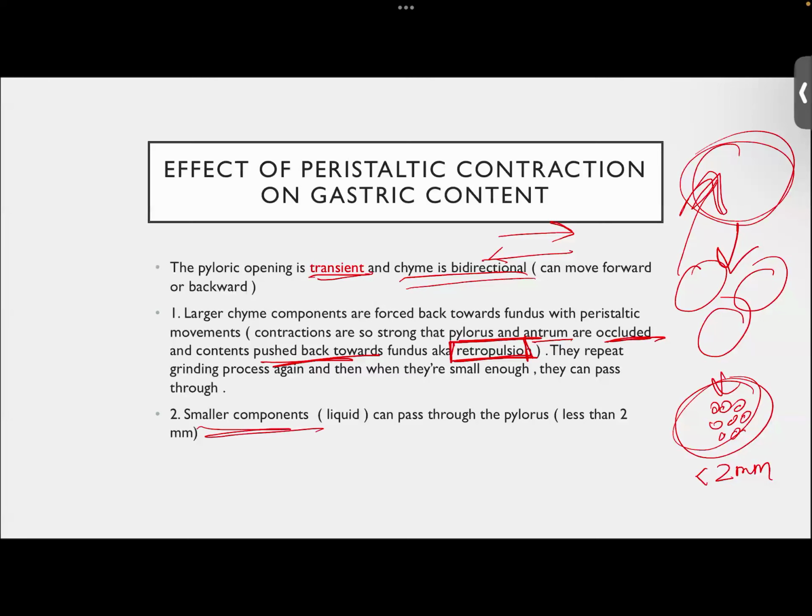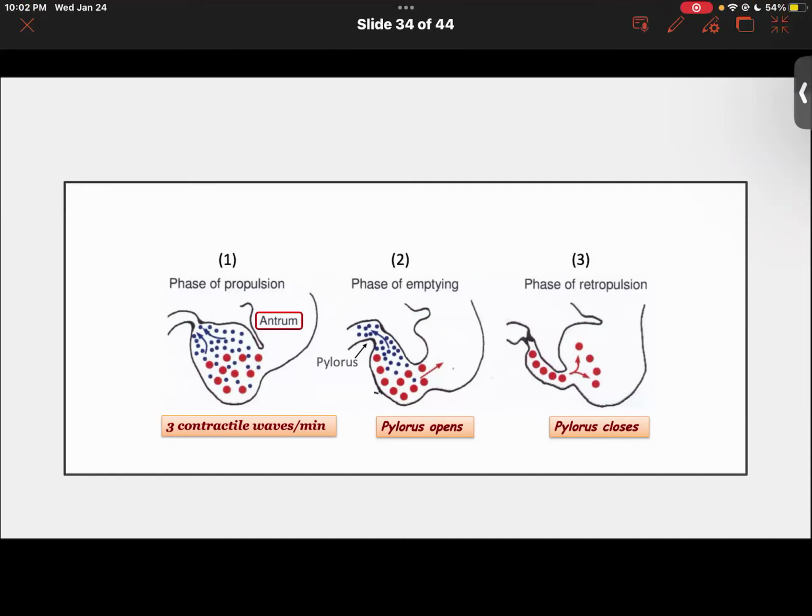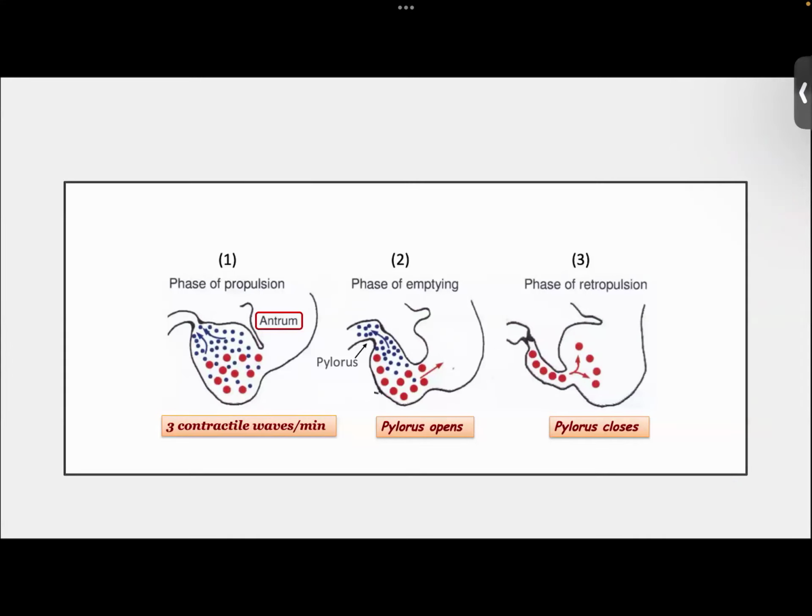If you have a smaller component that's less than 2 millimeters, which is ideal, almost liquid, they can pass through the pylorus easily because even if the pylorus is constricted, it's small enough to go through. Okay, super simple. If anyone has a problem, by the way, please tell me, because I don't expect anyone to have a problem, but still, if anyone does, more than happy to help.